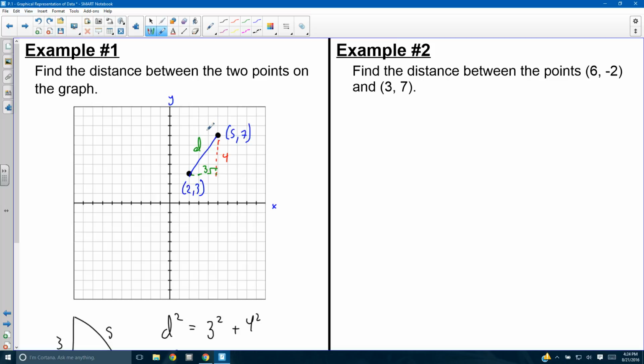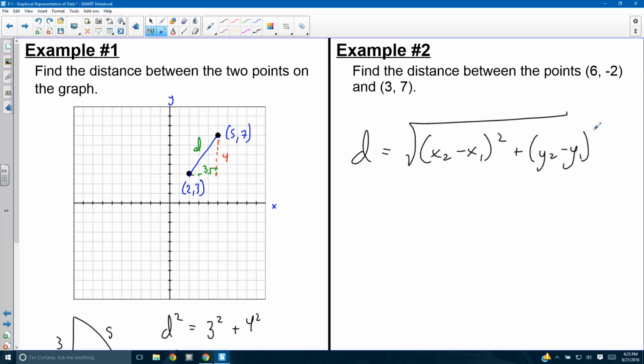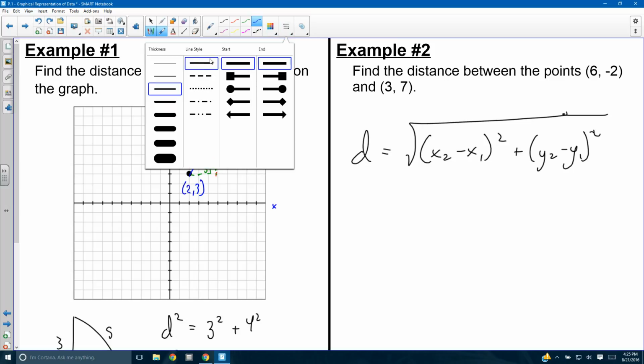I can see that without a graph, the counting measure isn't quite as straightforward, and you really don't want to mess up with your negative. So maybe you do the distance formula this time. I'm going to rewrite it one more time for you, but let's make sure that we understand what it's saying. The distance between my x's will be squared. That's like this length right here. The distance between my y's will be squared. That's this length right here. I'm going to add them both up and take the square root, same thing as the Pythagorean theorem.